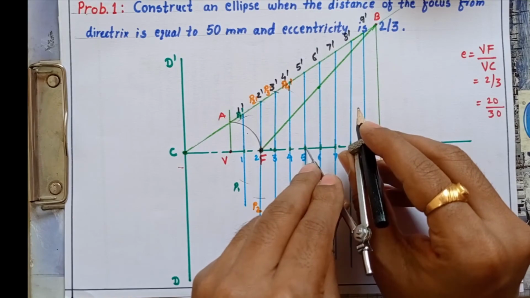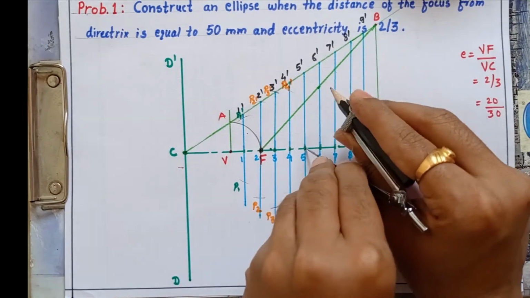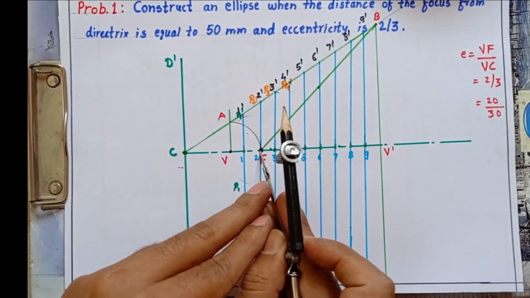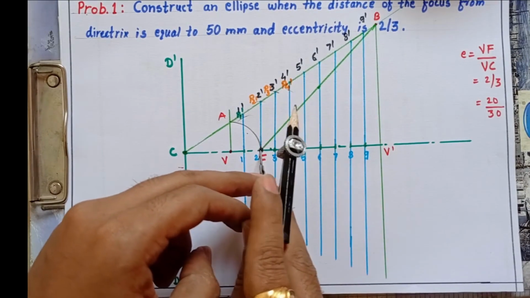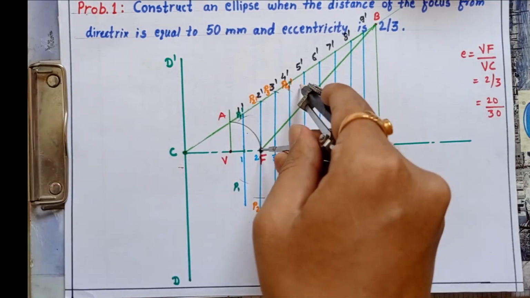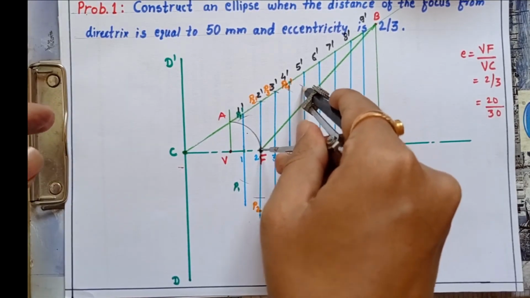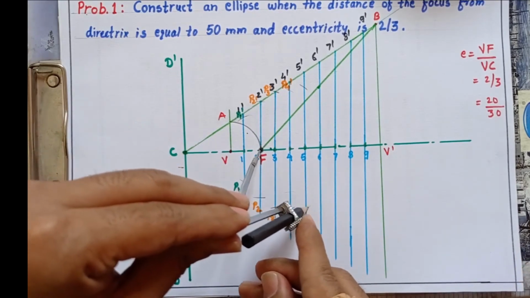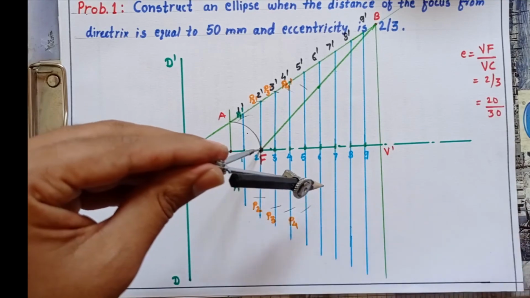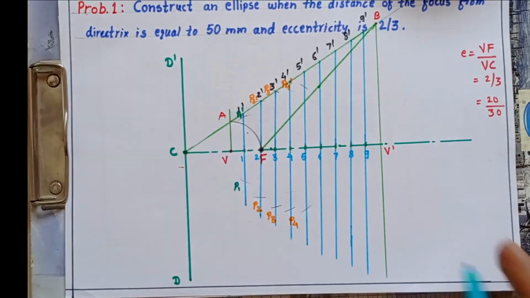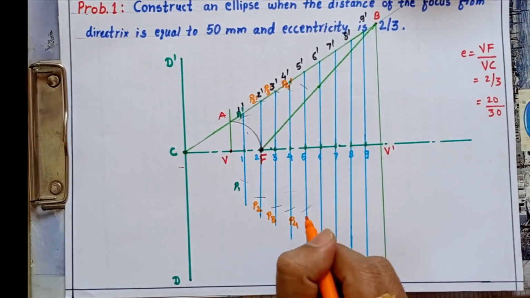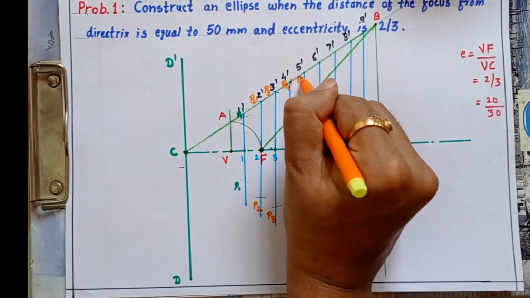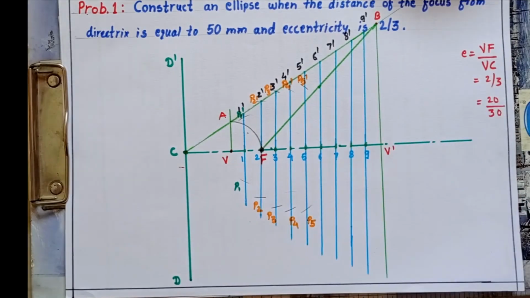Similarly, carry the distance equal to 5 to 5 dash in your compass, with again the focus F as the center point of your compass. Mark the arc or cut the line. Every time do remember the focus is the center point of your compass while marking these points. This point is to be named as P5 and this will be your P5 dash.